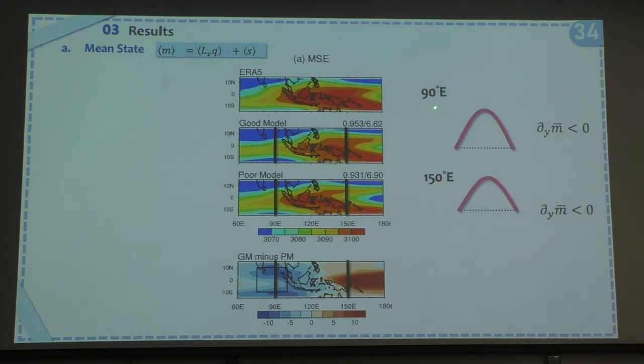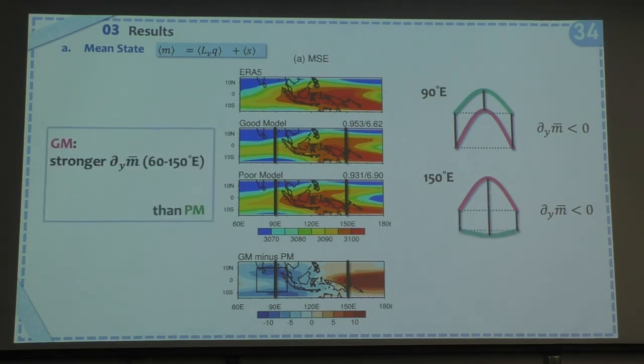Look at 90° east. This figure shows the good model minus the poor model. So at 90° east, the poor model has more MSE than the good model in the ocean region, especially on the side of the tropics. And at 115° east, the good model has more MSE in the tropics than the poor model. So actually, the meridional gradient is stronger in the good model than the poor model.